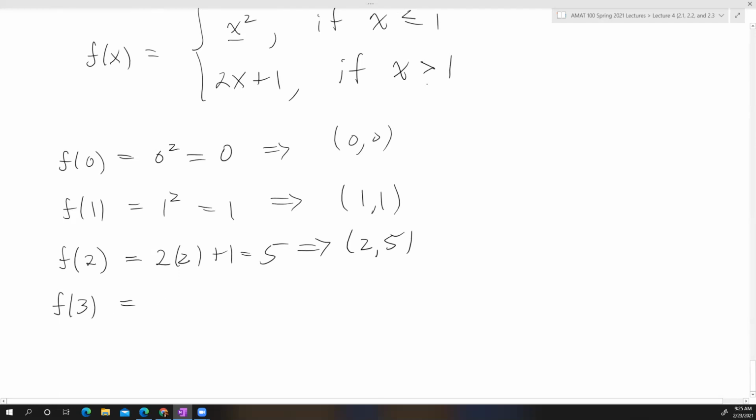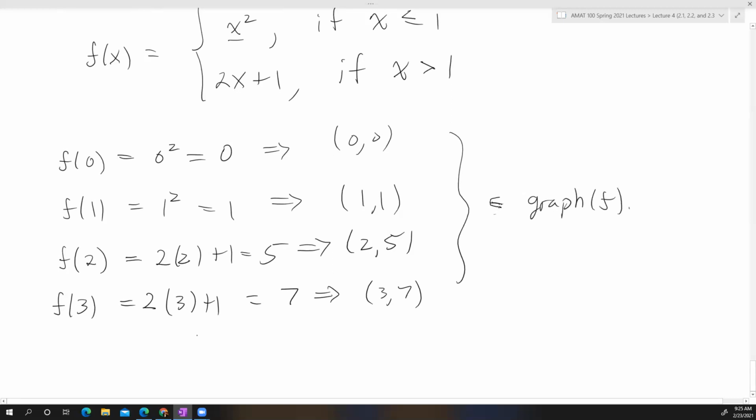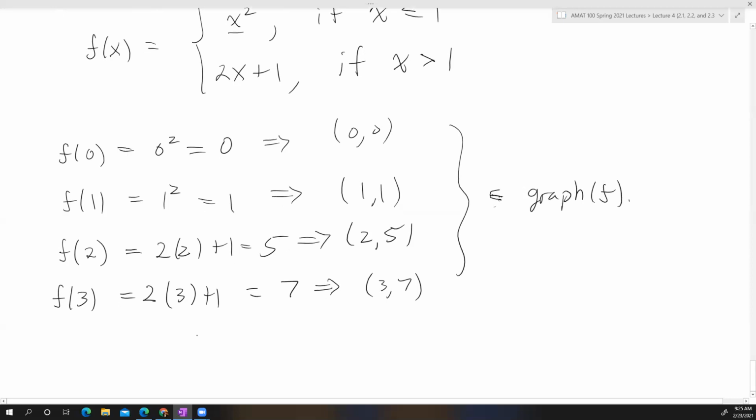So when x is 3, 3 is strictly bigger than 1, so that means we use the second part of the definition of f to determine the output. So we'll have 2 times 3 plus 1. 2 times 3 is 6 plus 1 is 7. So that means that (3, 7) is a point on the graph. All these, I'm going to use the set notation, are points in the set graph of f. So just some points, not all of them.